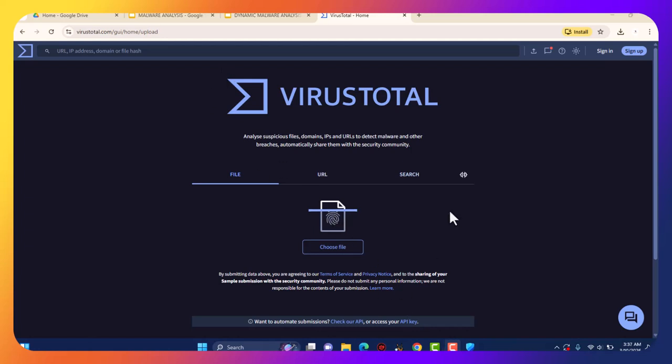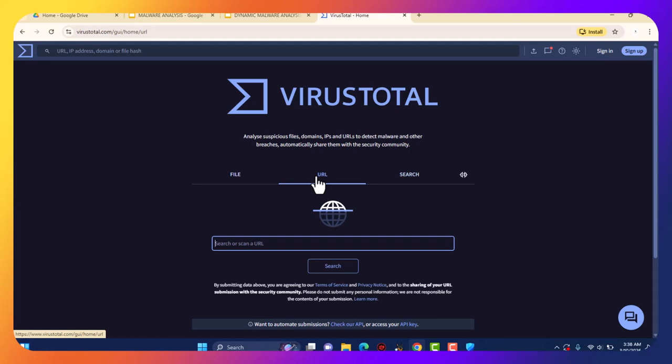Now we can use VirusTotal to analyze a file. We can use it to analyze a URL. You know what a URL is, right? What is the full meaning of URL? Obina, what is the meaning of URL? You have forgotten. Uniform Resource Locator.